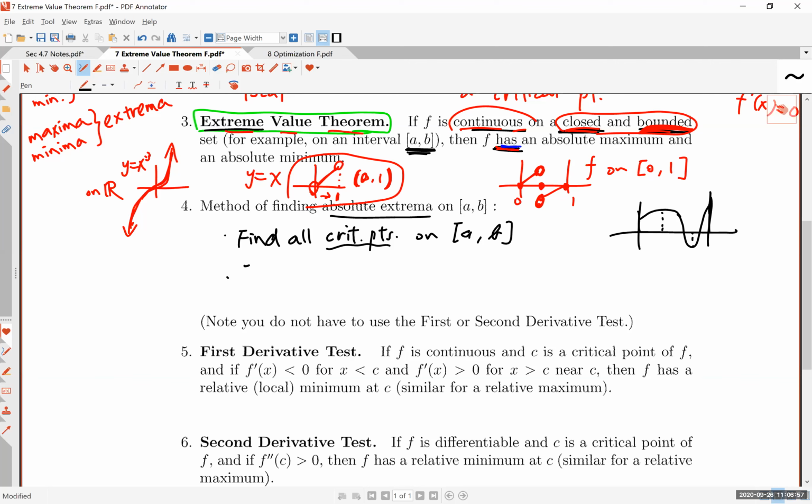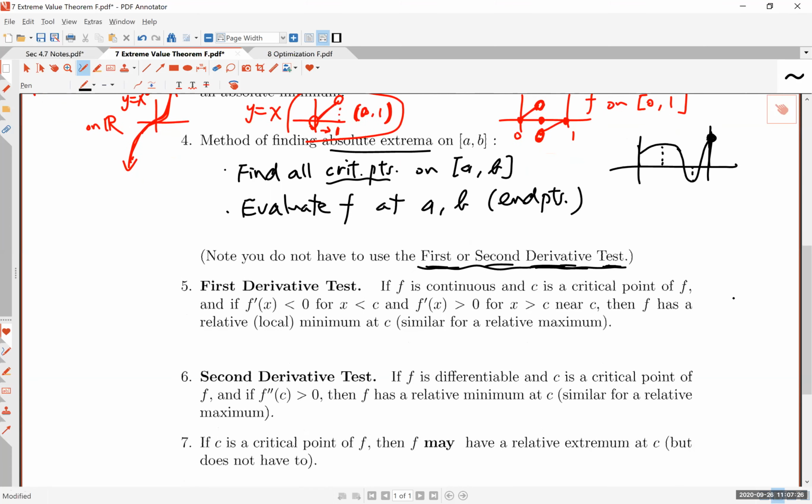All right, and then you evaluate f at the endpoints. Now, why do I do that? Well, because the endpoint may not be a critical point, but it could be the greatest value of the function on that interval, right? So you don't actually have to use the first or second derivative test. If you don't remember what these are, you may want to look them up in your calculus book, or you can just look right under this.